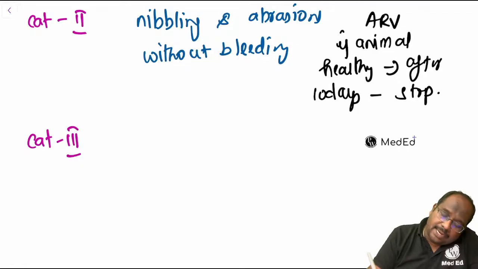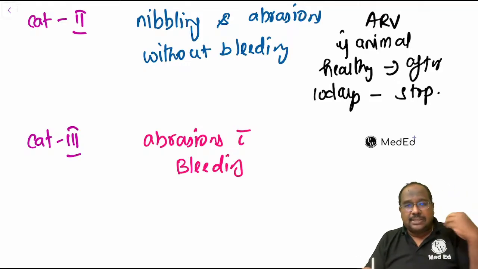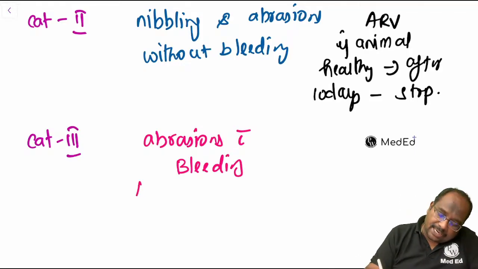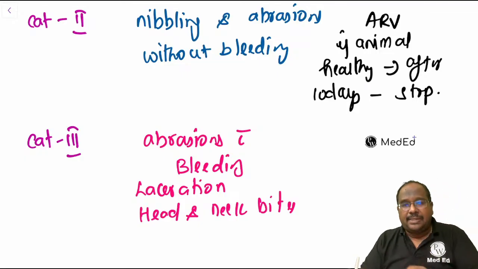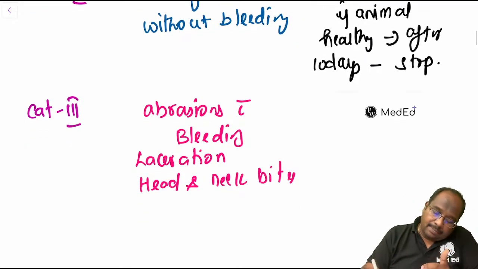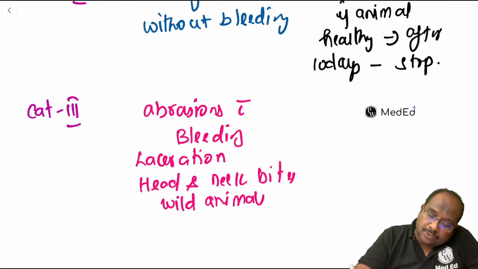Category 3 means any abrasions with bleeding, guys. Abrasion with bleeding, laceration, head and neck bites, even if it's just a very small bite. Wild animal bites, multiple bites. If these things are there, what are you supposed to do?